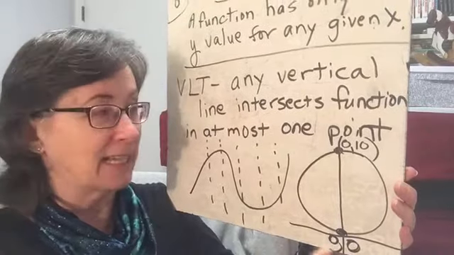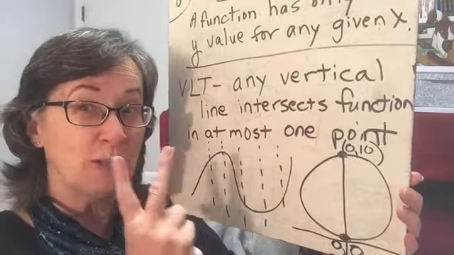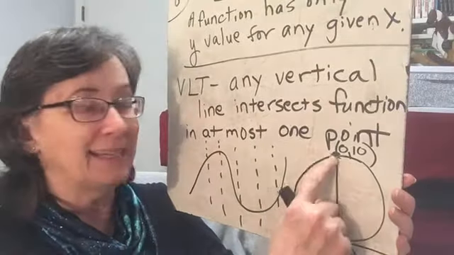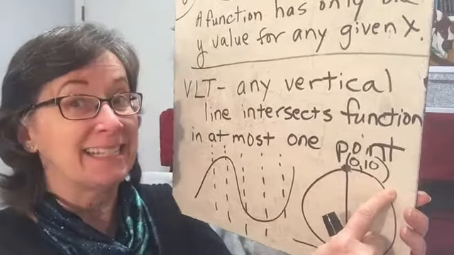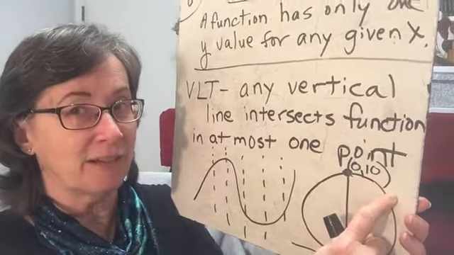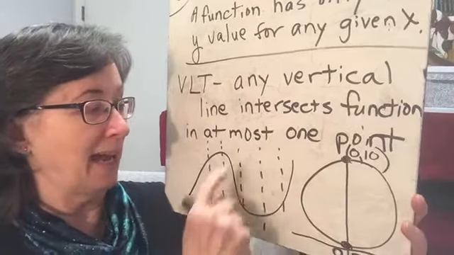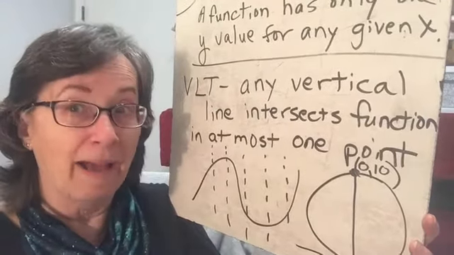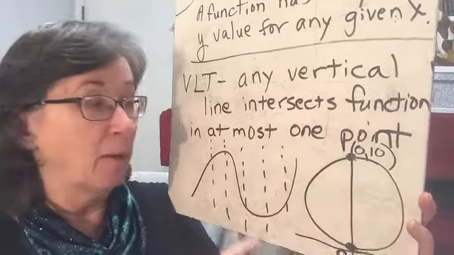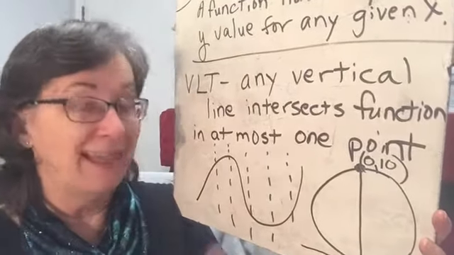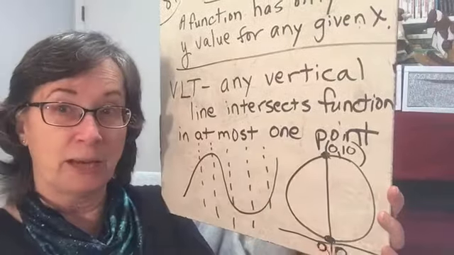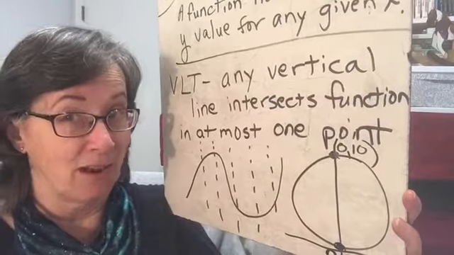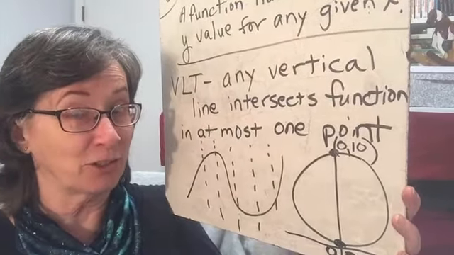And that, given x of 0, has two different y values coming out: (0, 0) and (0, 10). Since that happens, it is not a function. So anytime a vertical line is crossing a function or a graph of a relation more than one time, then we have this situation where we have two y's for a given x. That is not a function. And that's called the vertical line test.